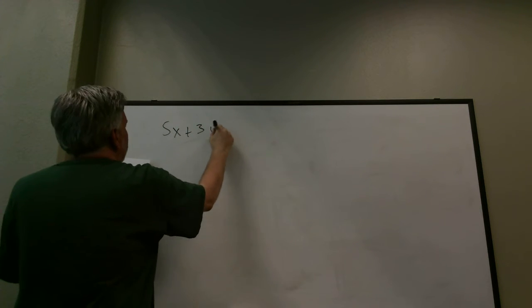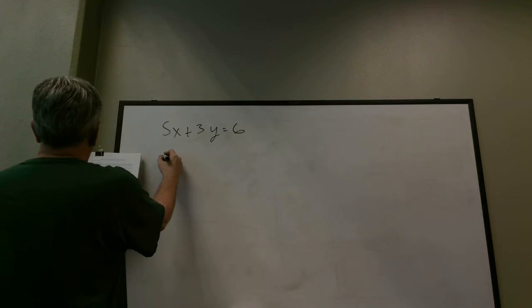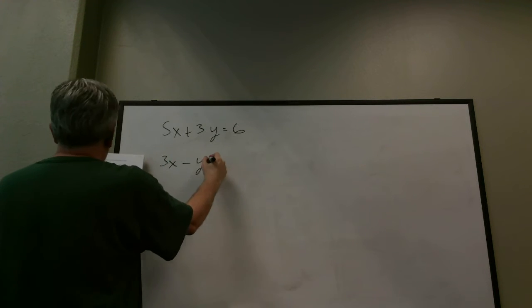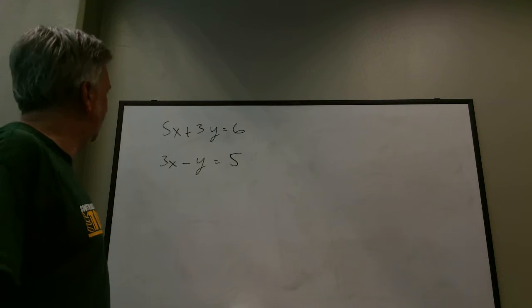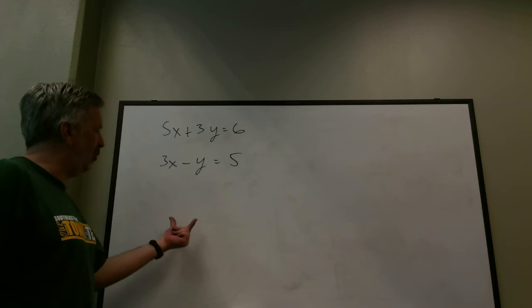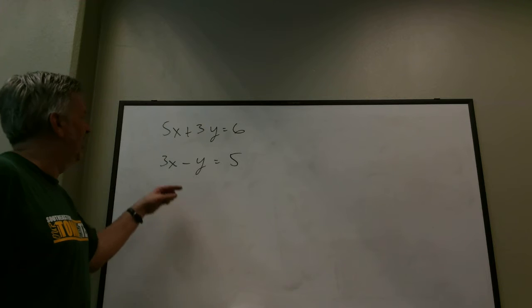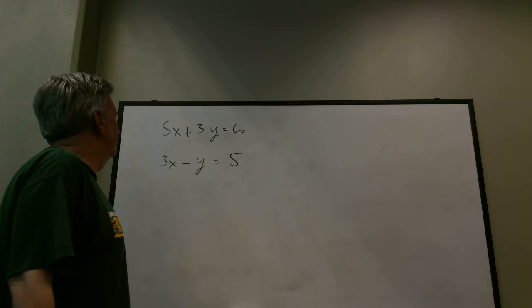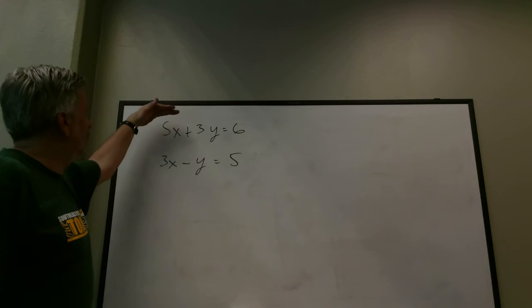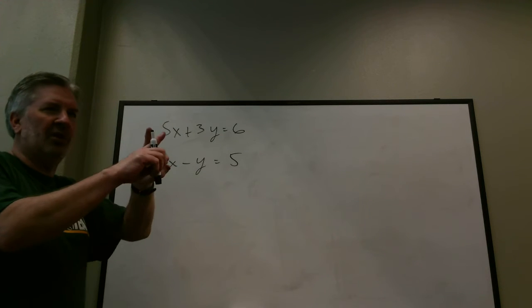Okay, let's do an example here. This one says, solve the system 5x plus 3y is 6, and 3x minus y equals 5. So we're trying to solve this system. So we're trying to find all ordered pairs x, y that make both equations true simultaneously. So again, in college algebra, you graphed this one and you saw where they intersected.